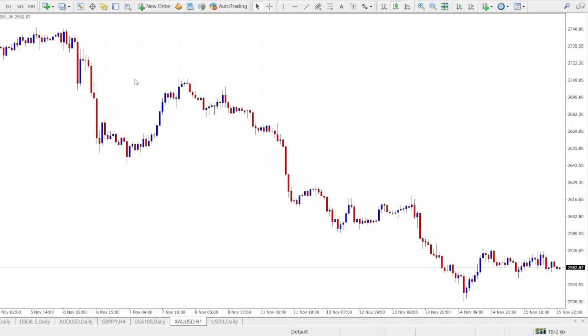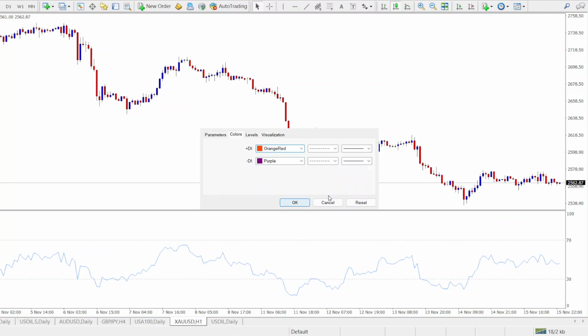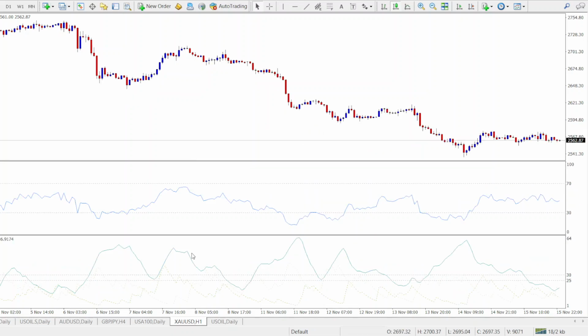I'm just going to be adding the indicators to the charts right away, starting with the RSI. This is the RSI, and then I'm going to be adding the ADX as well. This is the ADX here. All right, this is the ADX and this is the RSI.